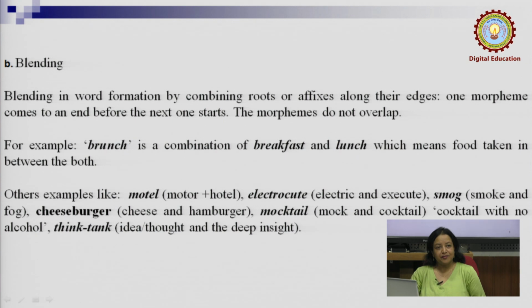The second word formation process is blending. Blending is a word formation by combining roots or affixes along with their edges. One morpheme comes to an end before the next one starts. The morphemes do not overlap. For example, brunch is a combination of breakfast and lunch, which means food taken in between the both. Other examples are motel, electrocute, smog, cheeseburger, mocktail, cocktail with no alcohol, think tank, etc.